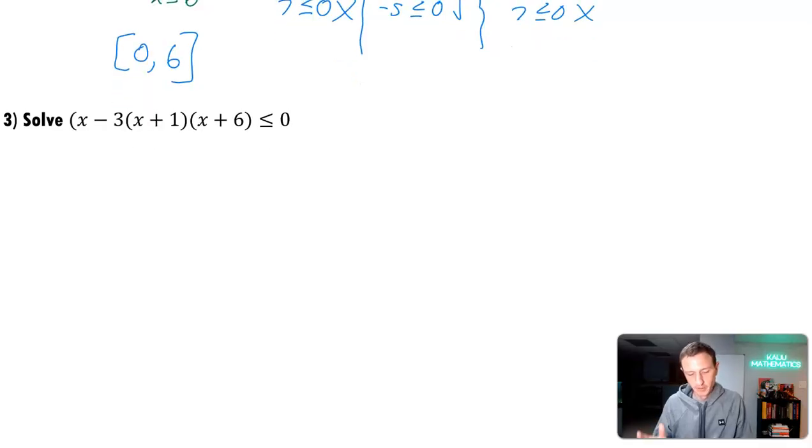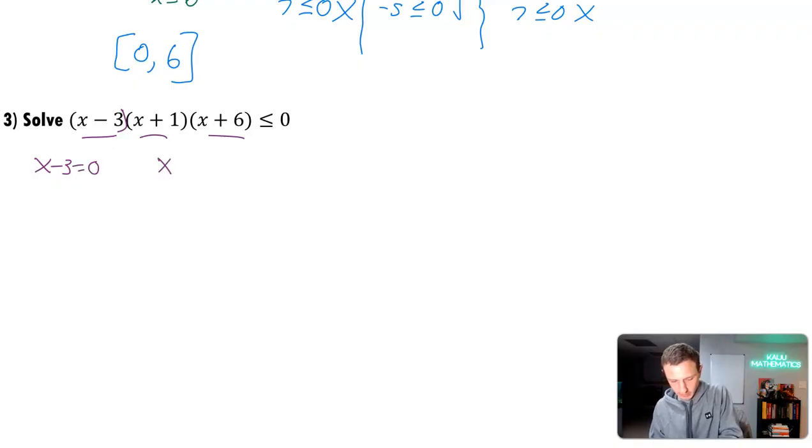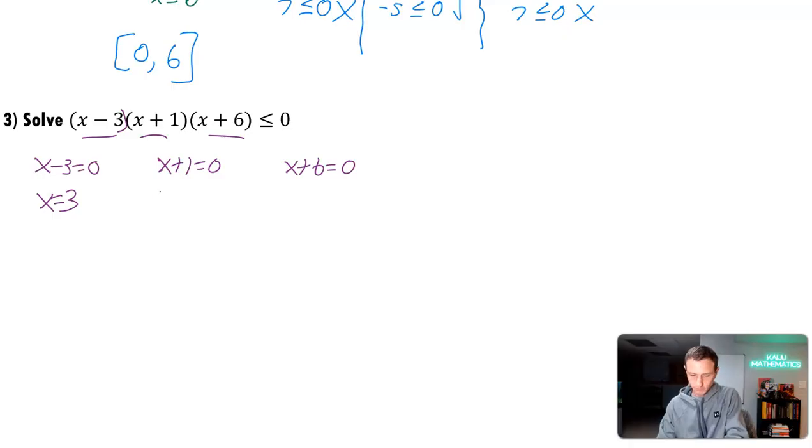Next one, number 3. So same strategy. Now we just have a lot of regions that are going to be created because I have these 3 factors. Should be a parentheses right here. So I have these 3 factors. So x minus 3 equal to 0, x plus 1 equal to 0, and x plus 6 equal to 0. So that means x is equal to 3, x is equal to negative 1, and x is equal to negative 6.